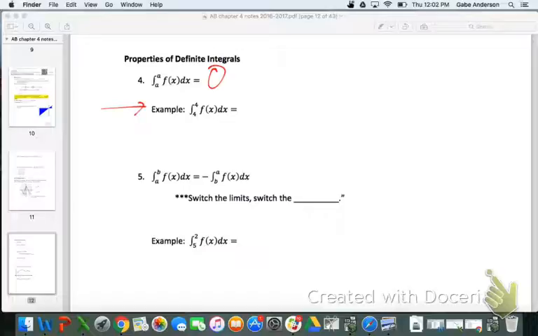And so if you see the integral from 4 to 4, if the limits match, the answer is just automatically 0. There's no area possible between, because there is no between. And so you just say 0. All right, take a look at number 5.